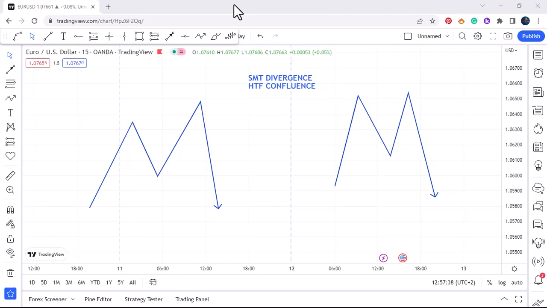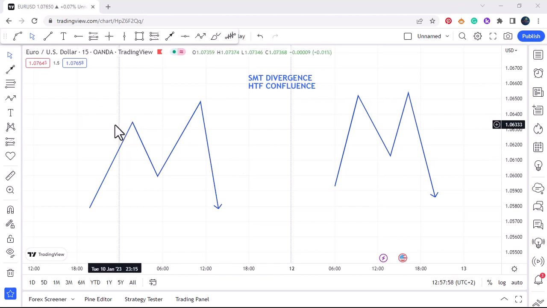Today we are going to talk about SMT divergence and an ICT strategy that works very well with prop firms and your day-to-day trading. So we're going to talk about day trading here, and our time frame that we're going to be using is 50 minutes.